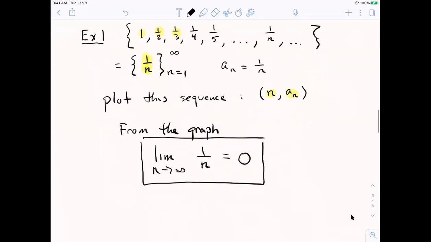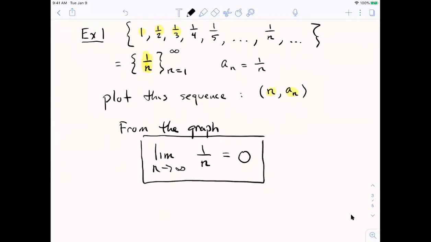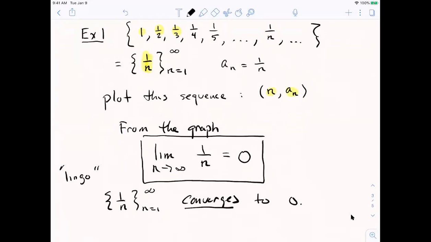I'll try to make a more formal definition of that in the second part of this lecture, which we will do on Monday next week. But for right now, I'm just going to say, well, the plot made it look like that. And for some language, this is just some lingo, we're going to say that the sequence 1 over n, as n goes from 1 to infinity, converges. So we're going to use similar language to what we did for, say, improper integrals. When the limit exists, the sequence converges to 0.